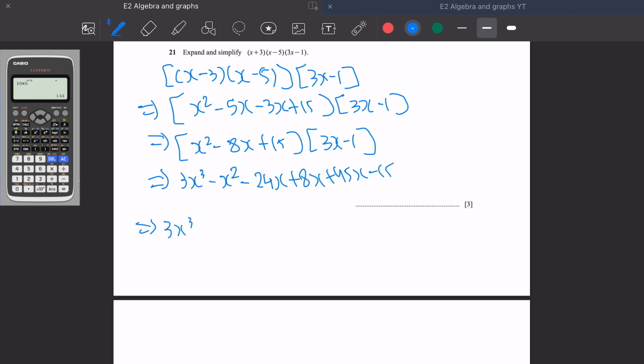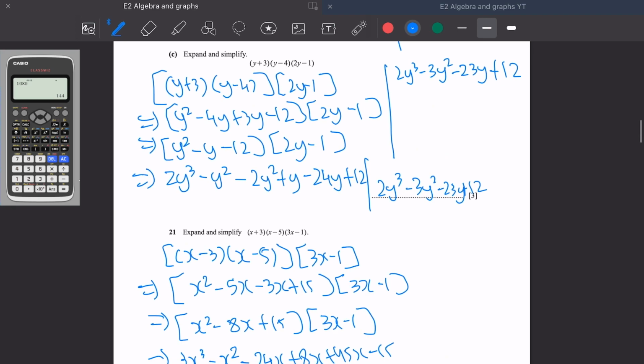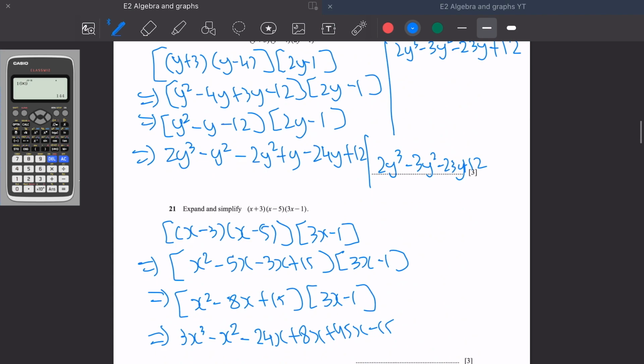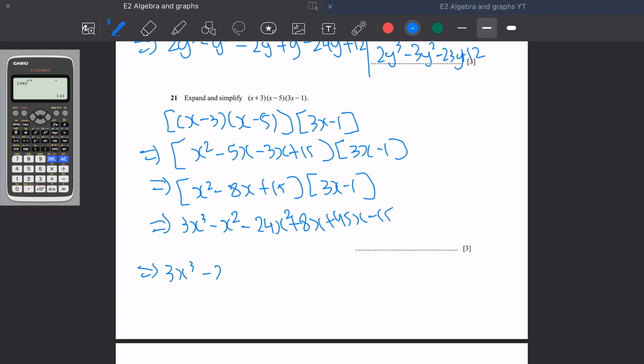3x cubed, one second. Yes, this will be minus 25x squared plus 53x minus 15.